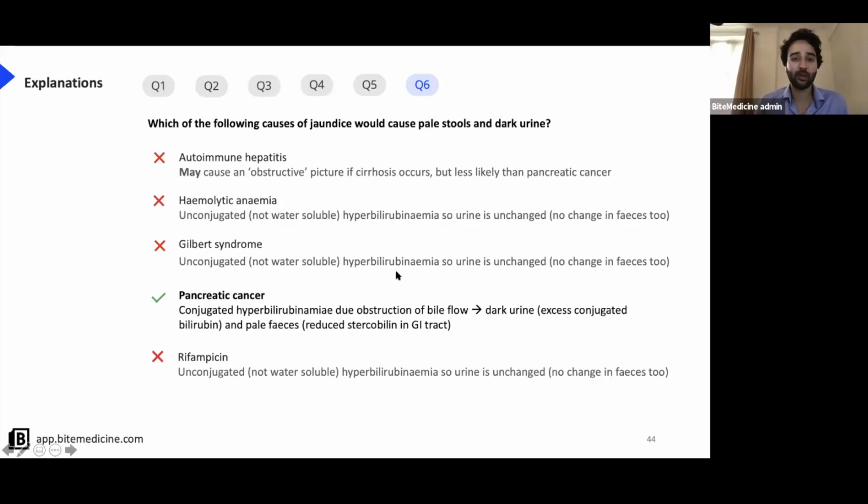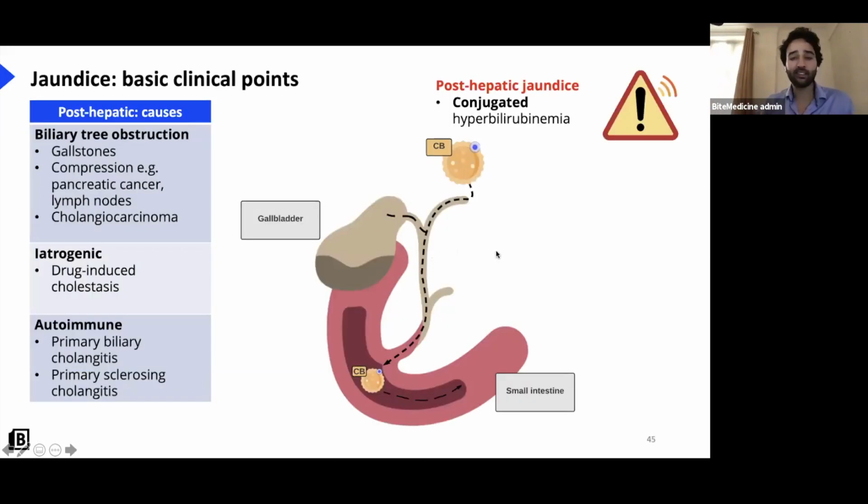Well, let's talk a bit about that. So post-hepatic jaundice, pancreatic cancer is one of those causes, for example. Post-hepatic jaundice is also called obstructive jaundice. It's also called surgical jaundice as well. And the reason it's sometimes called surgical jaundice is because a lot of these causes require surgical intervention.